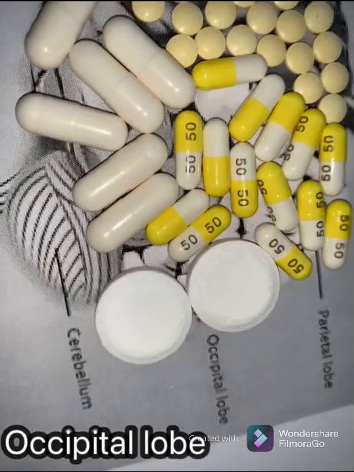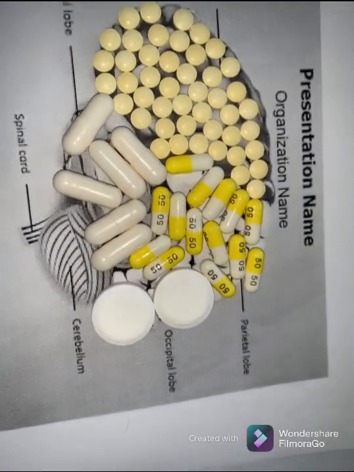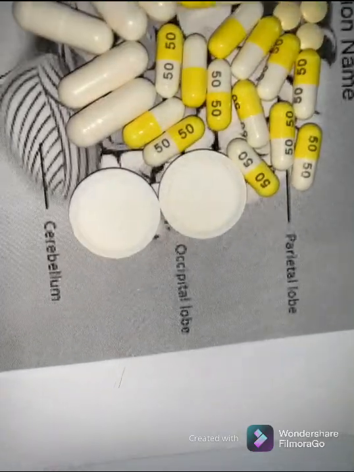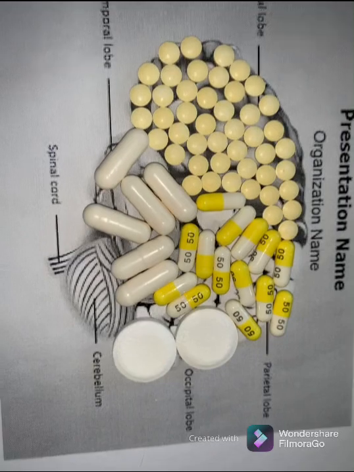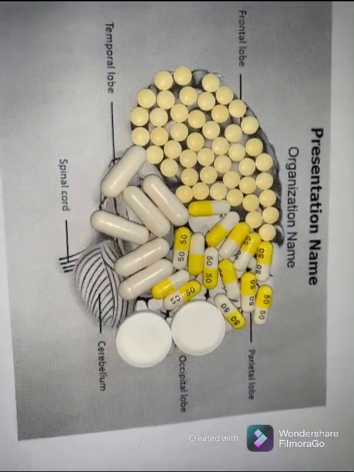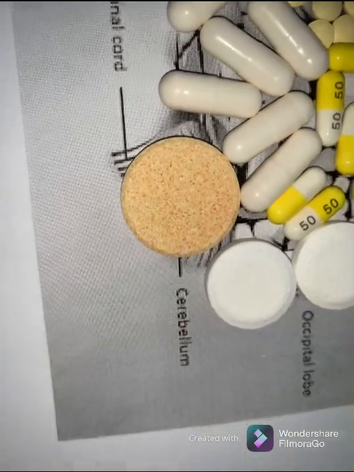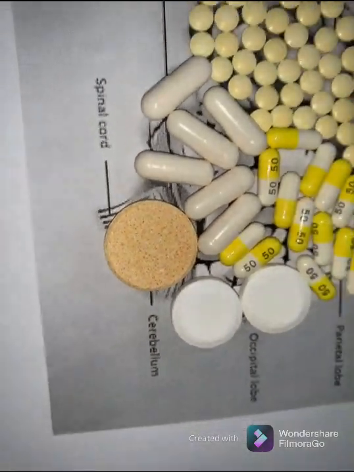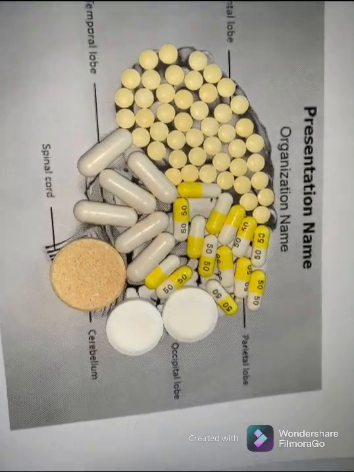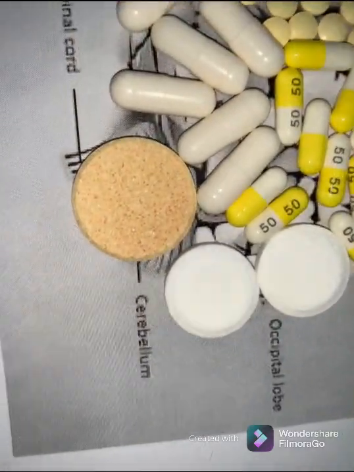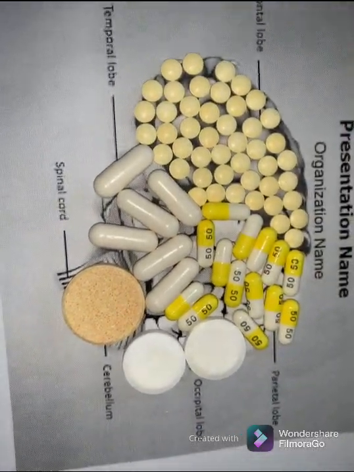Next, I'm representing the occipital lobe. The occipital lobe participates in vision processing. It processes and interprets everything that we see around us. The last one, I'm representing the cerebellum. The cerebellum's main role is to monitor and regulate motor behavior without any need for conscious awareness. There are other functions like balance, posture, and emotional processing.